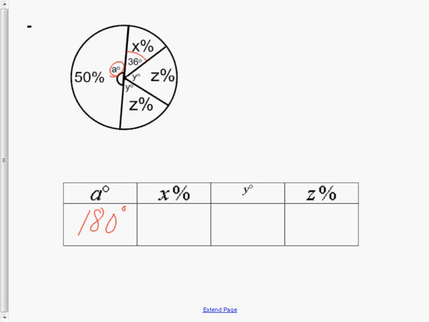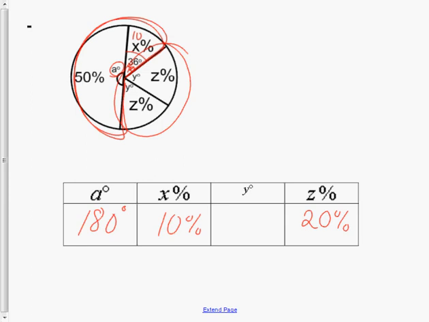The next part, if this sector of a circle, this piece of pie, is 36 degrees, which means if the whole circle is 360, then 10% of 360 is 36, so therefore it represents 10%. And if this is 10%, and this is 50%, then this is all 60%, which means the remaining part has to be 40%. And since each of those is equal, they must both be 20% each. And if 10% was 36, then 20% of 360 would be two 36s, or 72 degrees each.